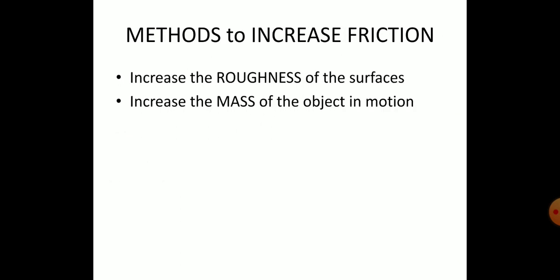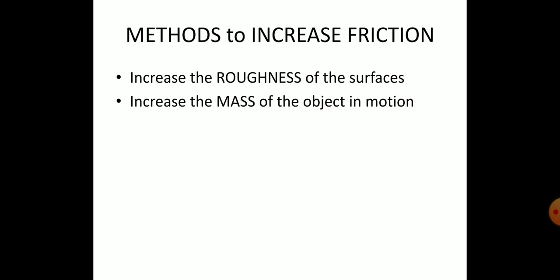Now we saw four methods to reduce the friction. The first method was to smoothen the surface. The second method, to apply lubricants. The third method, to change the sliding friction to rolling friction. And the fourth method is designing the shape of the objects so that it will reduce the friction.